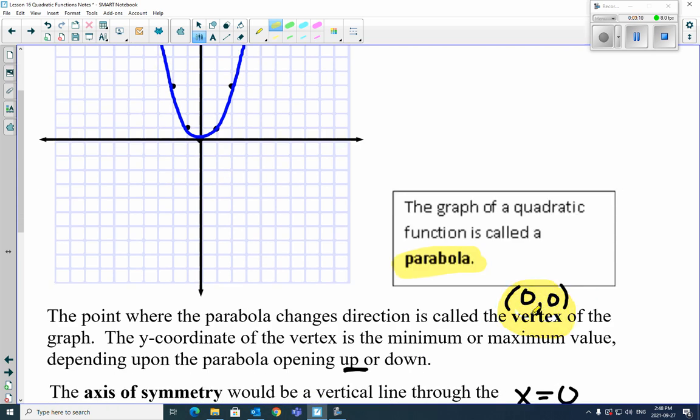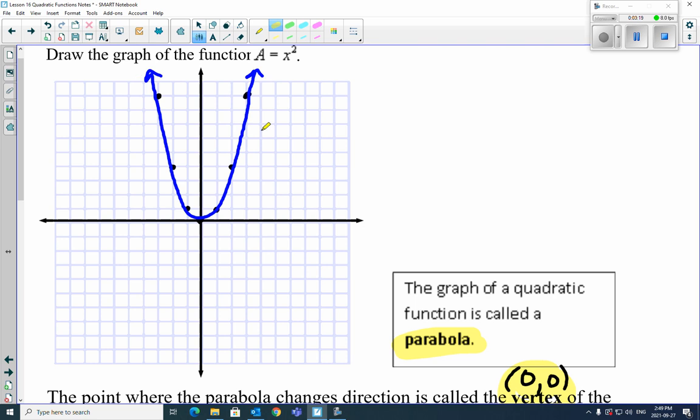Now, you can also then talk about, does it open up or down? This one opens up. You can also talk about whether it has a minimum or a maximum value. It's easy. This is a valley, which is a minimum. And if it was the other way, like if it was raised up here, it would be like a mountain, and the person that lives on the mountain is max. So the one easy way is if it goes this way, you have a maximum.